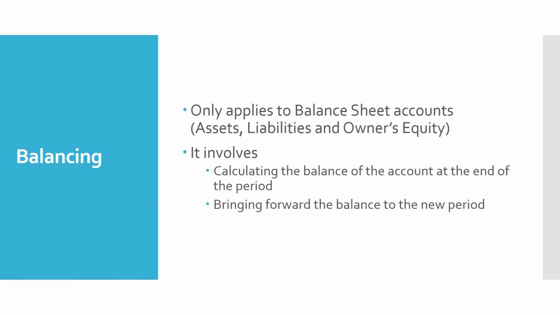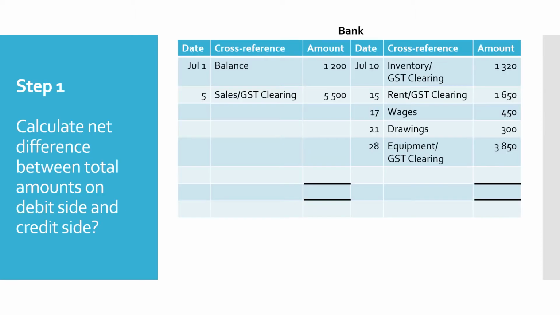Balancing is a process that only applies to the balance sheet accounts, which are the assets, liabilities, and owner's equity accounts. It involves calculating the balance of the account at the end of the period and bringing forward the balance to the new period. The first thing to do is to find the net difference between the total amounts on the debit side and on the credit side.